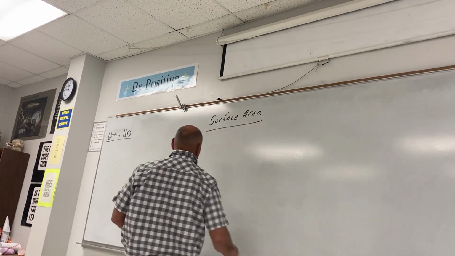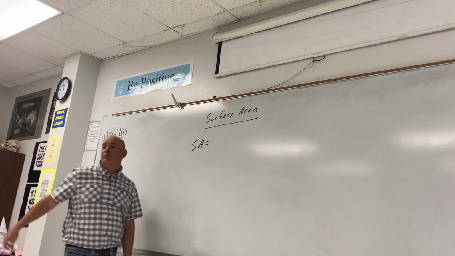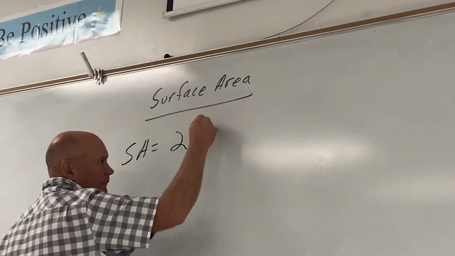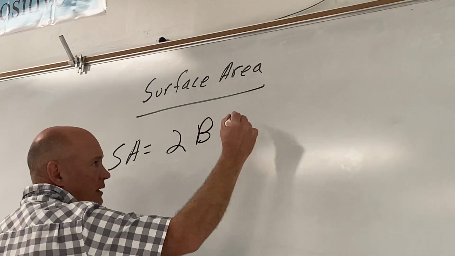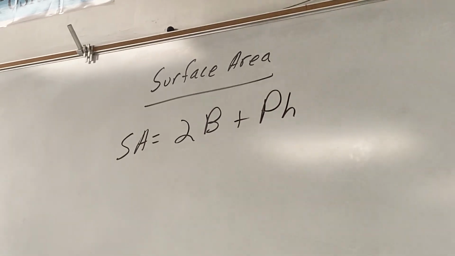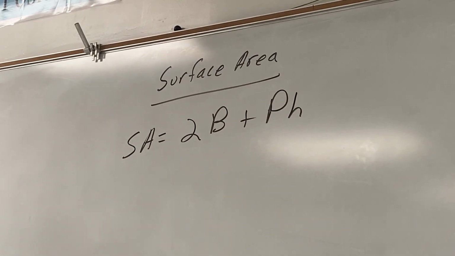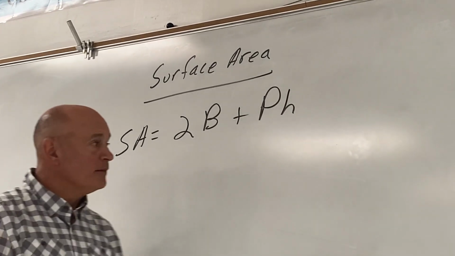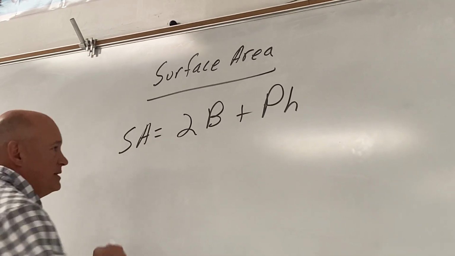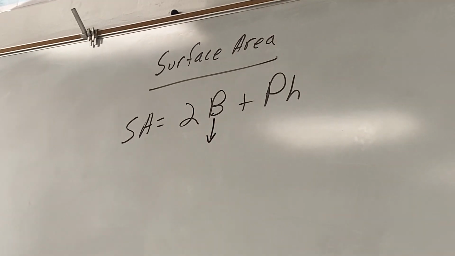Well, here it is. If you want the total surface area of any shape, here's the magic formula. 2 big B plus big P times H. Write it down. 2 big B plus PH. Now let's talk about big B. We know what 2 means. What does big B mean? Does anybody know what big B is? The base. Nope. Little b is the base.